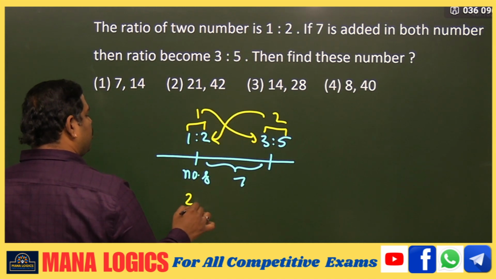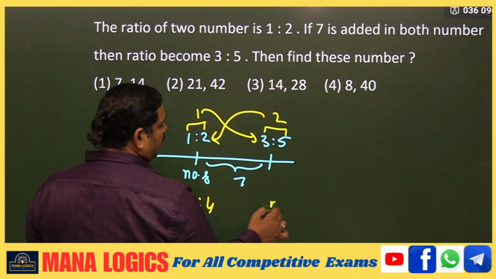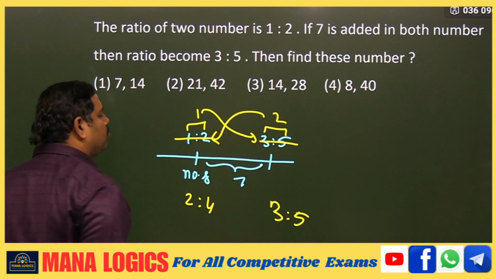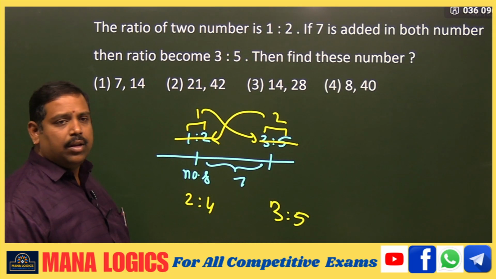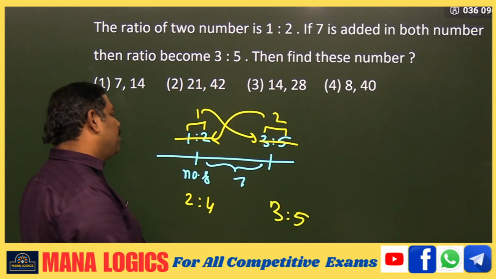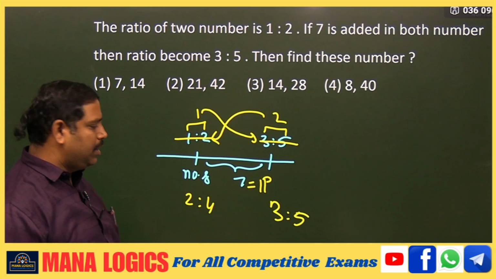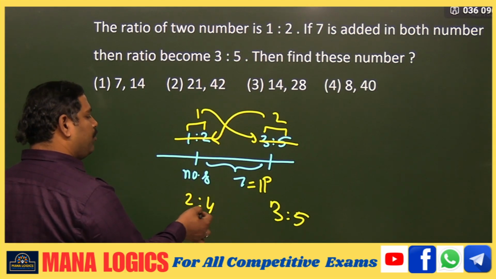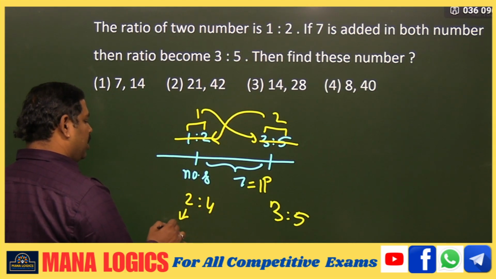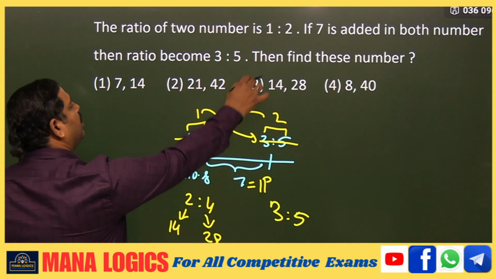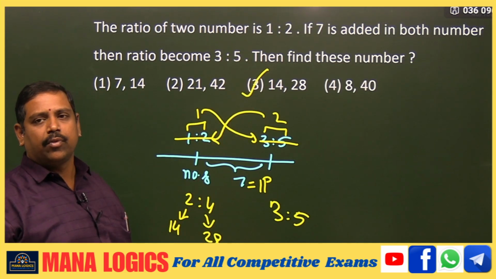So it will be 2 is to 4. It will be 3 is to 5 because you are multiplying with 1. Immediately strike it out. Okay. So 2 parts became 3 parts, means the increment is 1 part. So that is equal to 7. The numbers are not 1 is to 2, but 2 is to 4. So 2 sevens are 14, 4 sevens are 28. So the answer is 14 and 28 are the numbers, third option.